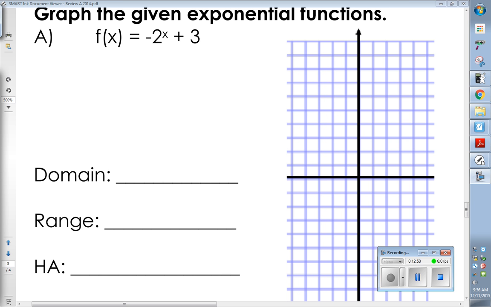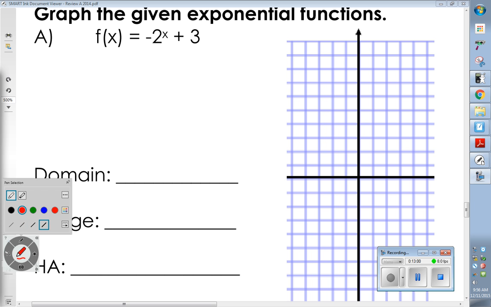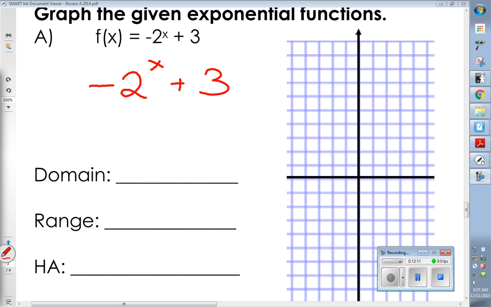Graph the given exponential function. Anytime you have a graph problem, the very first decision you should make is what is that picture going to look like? This problem, I don't love the way it's written because it almost looks weird. It says negative 2 to the x plus 3. X is in my exponent. So when x is in my exponent, what type of graph is that going to be?